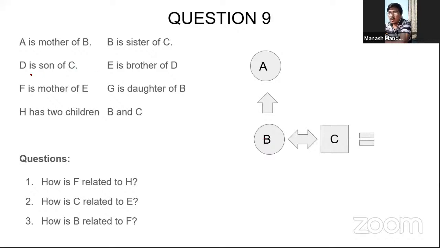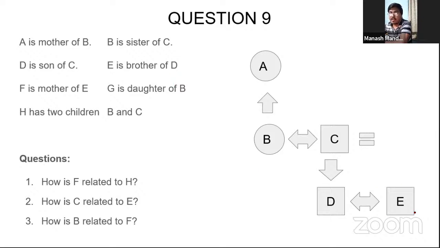The next one is D is the son of C. D is the son of C, so it will be in the third generation of this family tree. So there is this son of C. So this is D. Next is E is the brother of D. So E is the brother of D. When it's a brother, it will be male.